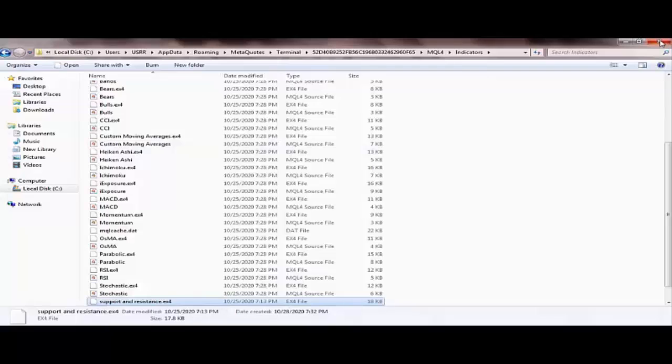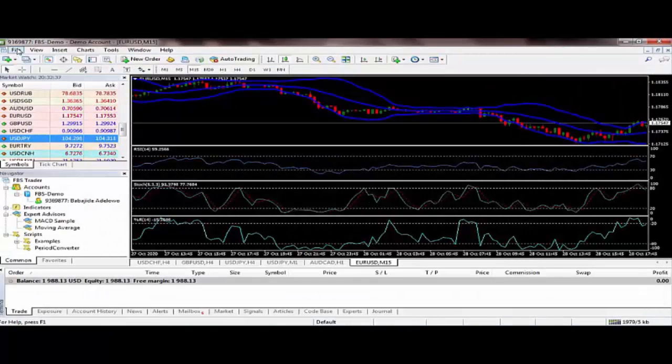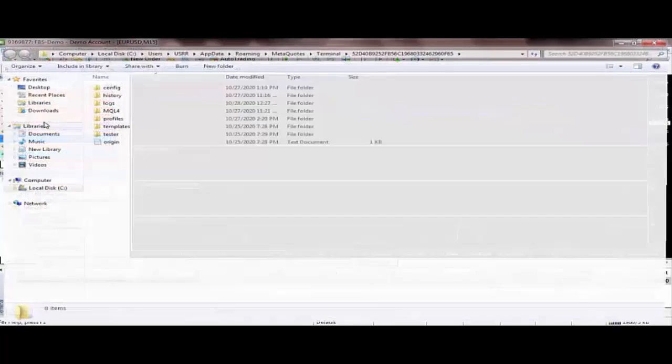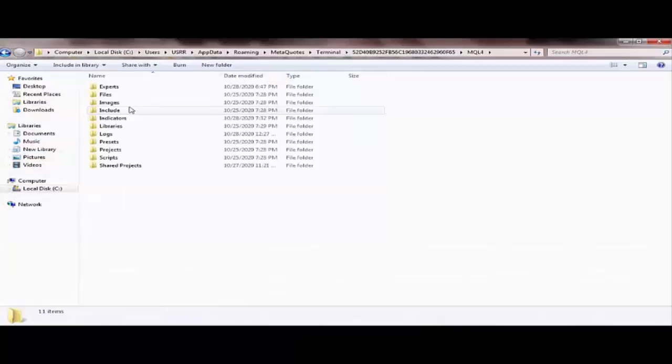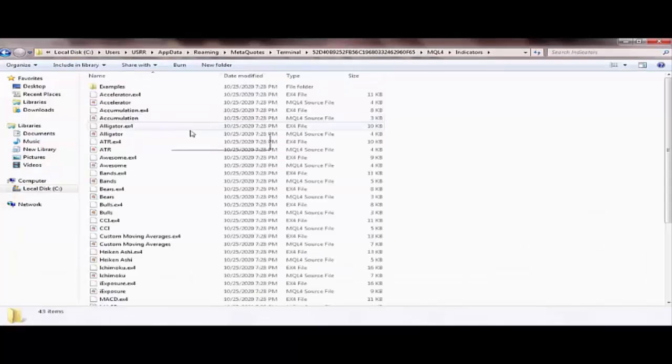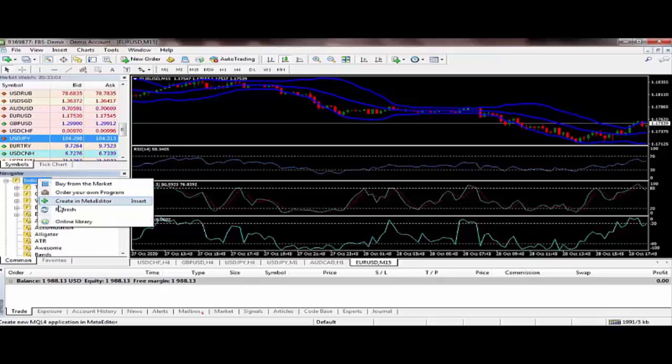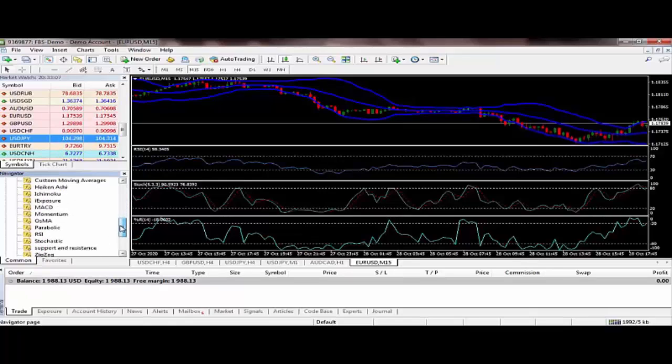How do I go about it? Let me repeat it again. I copied the indicator and I came to file, I came to open data folder, came to MQL4, I now came to the indicator folder and I pasted it here. So that is how you paste it. Then when you come down, come to where you have indicator here and just right click and click refresh. By the time you refresh, you will just see that the indicator I pasted will have been here. So how do we use it?